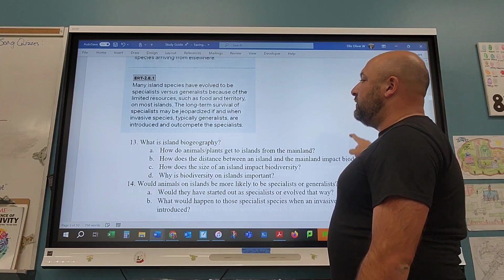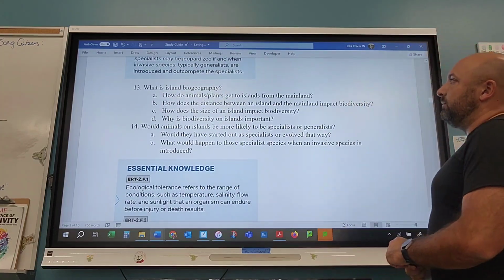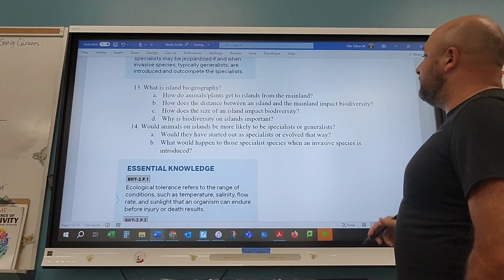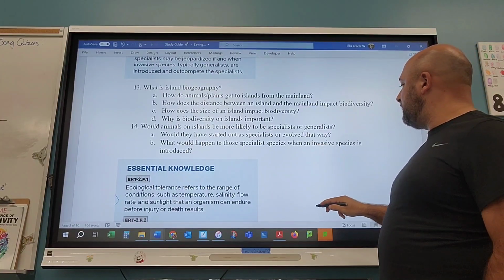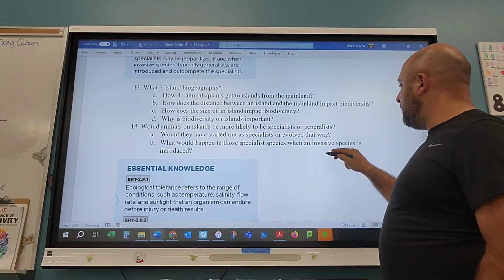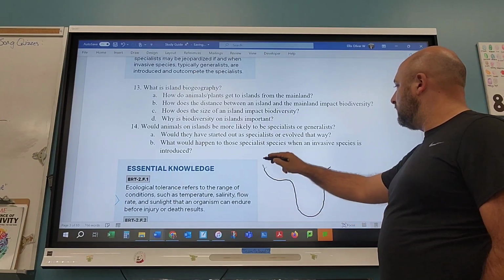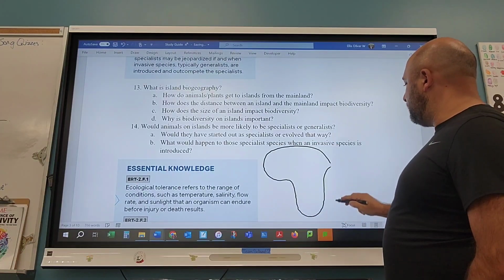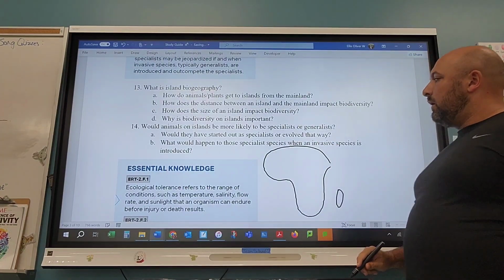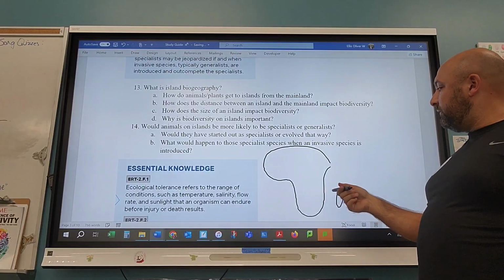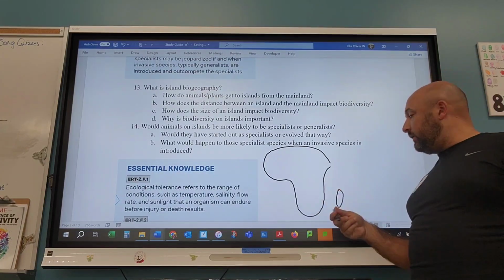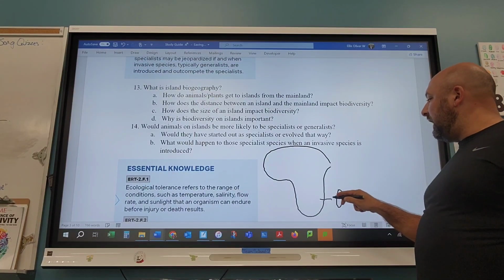All right, island biogeography. Pretty chill topic. Basically, it's how animals get from the mainland to the coast of an island. So let's say we have Africa over here, and we have this little island over here called Madagascar. How organisms get there is they're flung by the air or the wind or water, and they're carried by currents to the island.